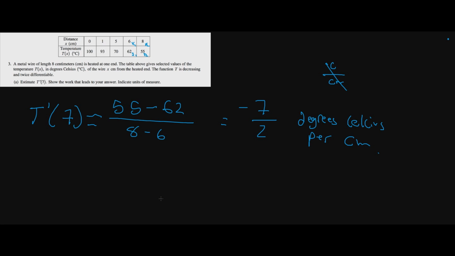We are completing part A, ready to move on, trying to do these as quickly as possible, but also putting in enough explanations. So let's go to part B. Write an integral expression in terms of T of x for the average temperature of the wire. Estimate the average temperature of the wire using a trapezoid sum with 4 subintervals indicated by the data in the table.